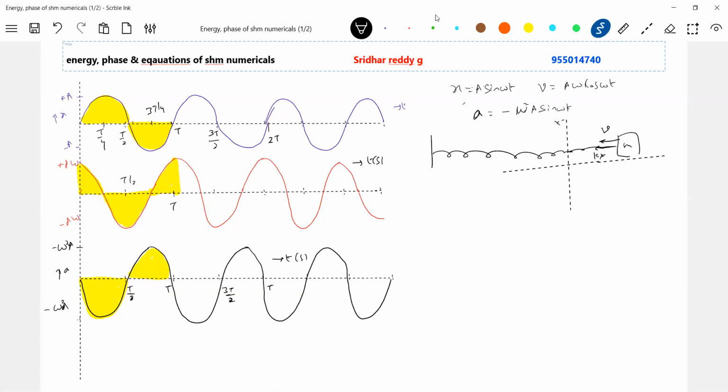This is the mean position. This is plus a, this is minus a. Like this, it will be executing the SHM. Okay, I'm showing it clearly. There is a mean position, right extreme, and left extreme. So in what form is the energy? The energy is in the form of potential as well as kinetic energy, and the total energy remains constant, that we know. So what is the expression for kinetic energy?